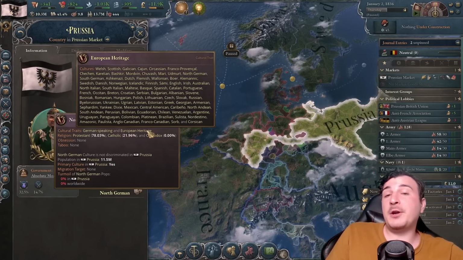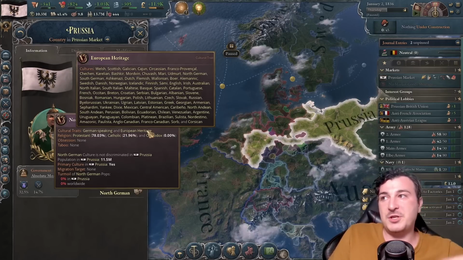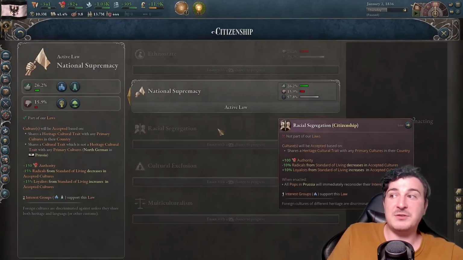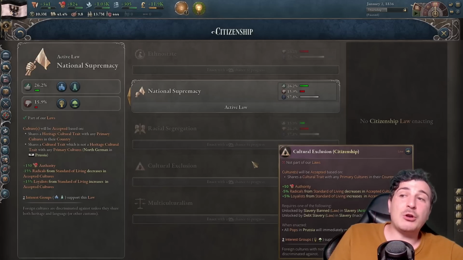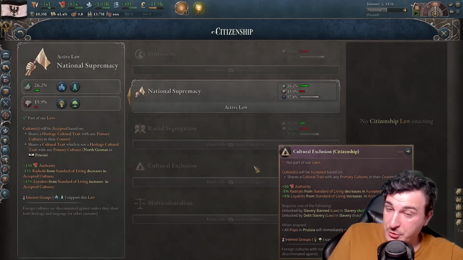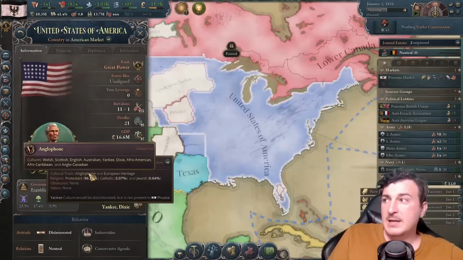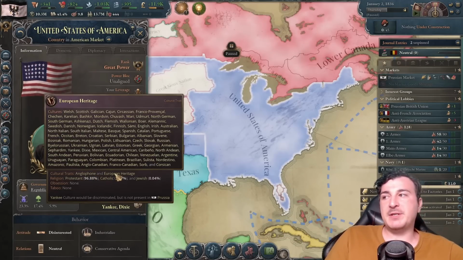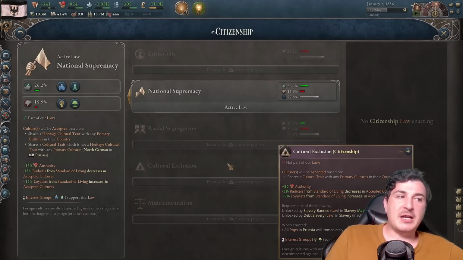Like I was saying earlier, if you do have European as your primary culture, any of the European cultures here, you're set, because you don't need any other legislation for most of the campaign except the racial segregation. Cultural exclusion is pretty much bait. Essentially, it accepts a cultural trait with any primary culture in the country, including heritage ones. So keep that in mind. The difference between national supremacy and this one is that it includes heritage ones. So that means all the Anglophones in the case of the Yankees and all the European heritage cultures would be accepted. That being said, in most cases, this is actually not going to make much of a difference.